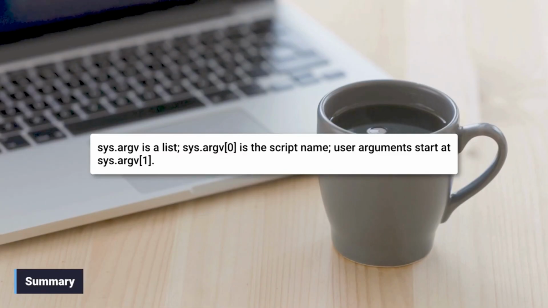To summarize, think of sys.argv as a list of strings where the script name is always the first item. Remember to check the length of the list before trying to access any arguments to prevent an index error.